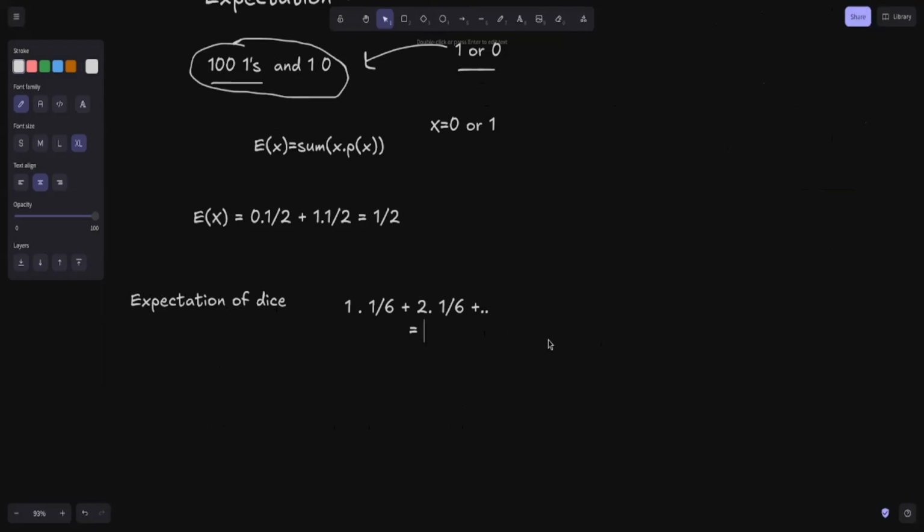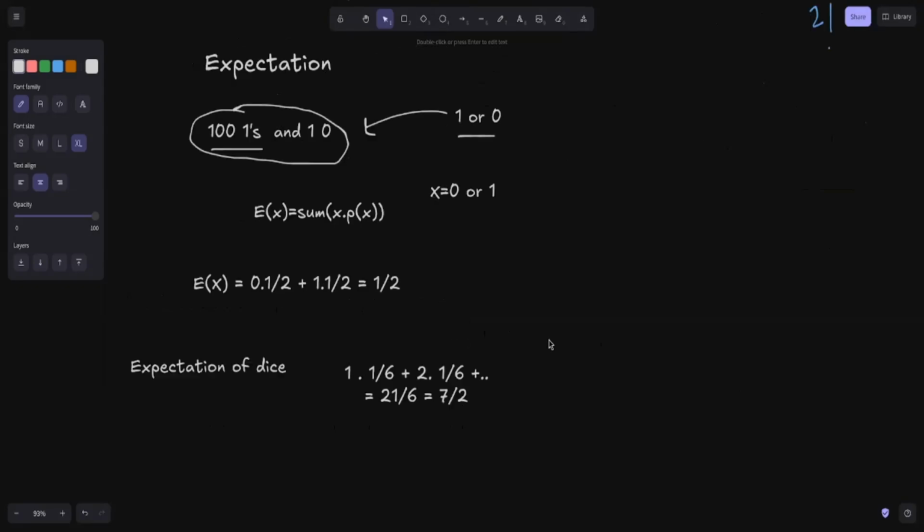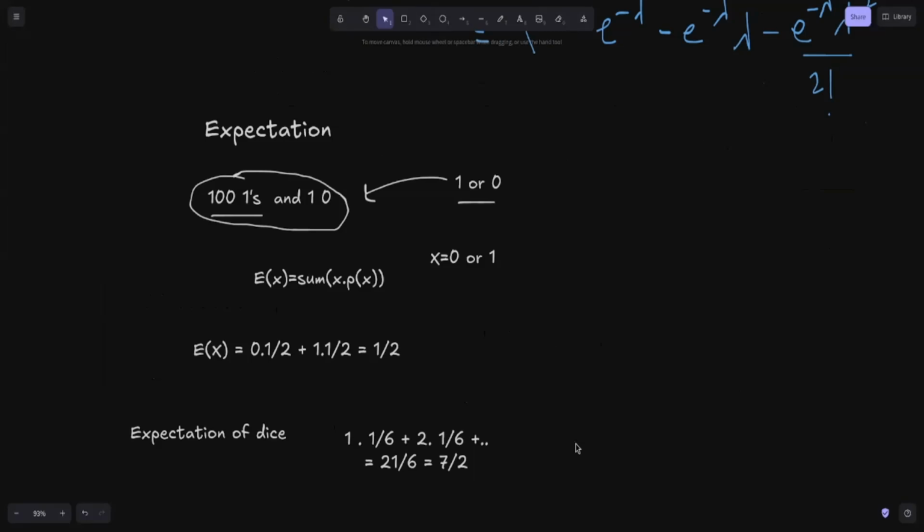That will be, I think, 21 by 6, that is 7 by 2. Okay, so this is very simple. Okay, so basically now, I'll also explain how this thing would affect more, right?